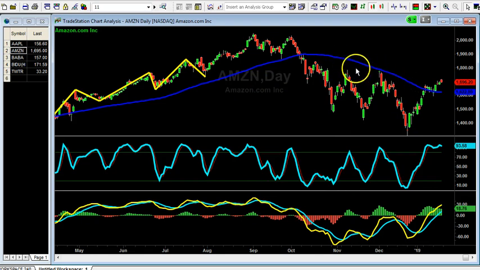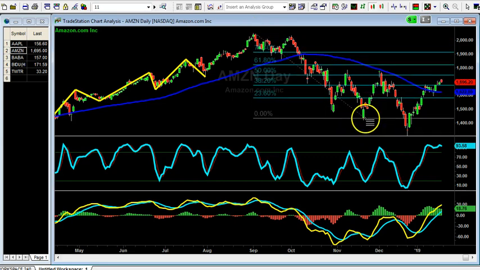The 65 period moving average line still has this as kind of a downtrending type of move, but that looks to be changing a little bit. It's flattening out.